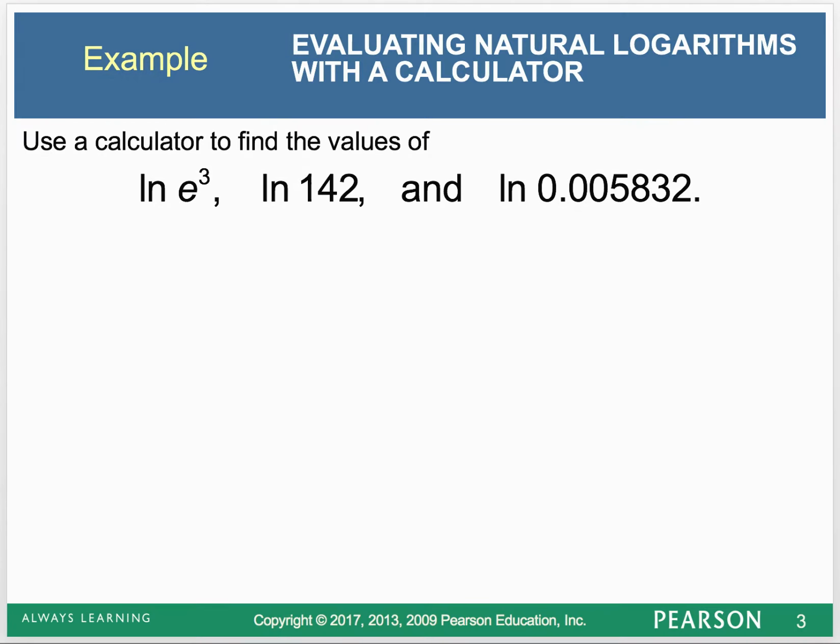So same thing for natural log, right? Plug in natural log of E cubed and get 3. Notice because these bases are the same. If it says natural log, it's a base E. Natural log of 142, you should get 4.96, 4.955, dot, dot, dot. Natural log of 0.005832, negative 5.14. Rounded to the nearest hundredth, right?